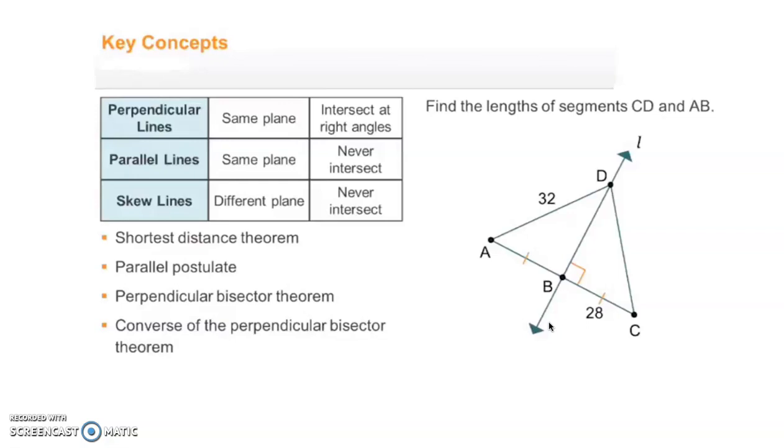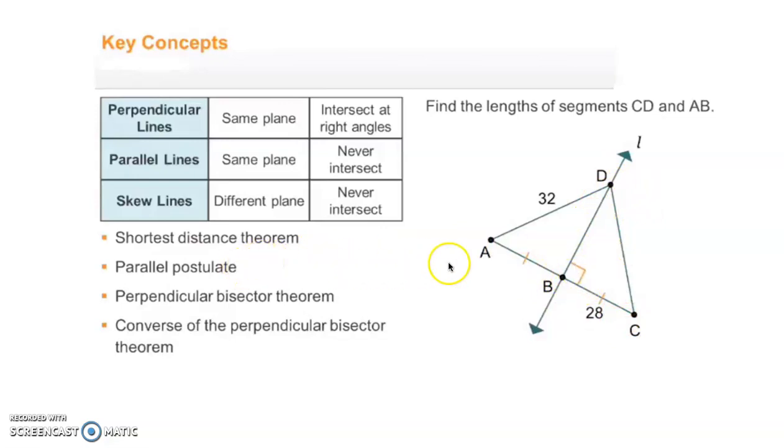Perpendicular lines are in the same plane and they intersect at right angles. Parallel lines are in the same plane and never intersect. And skew lines are in different planes, but they never intersect. We've talked about the shortest distance theorem, meaning if we have a point and a line, the shortest distance is going to form a right angle. It's going to be perpendicular.